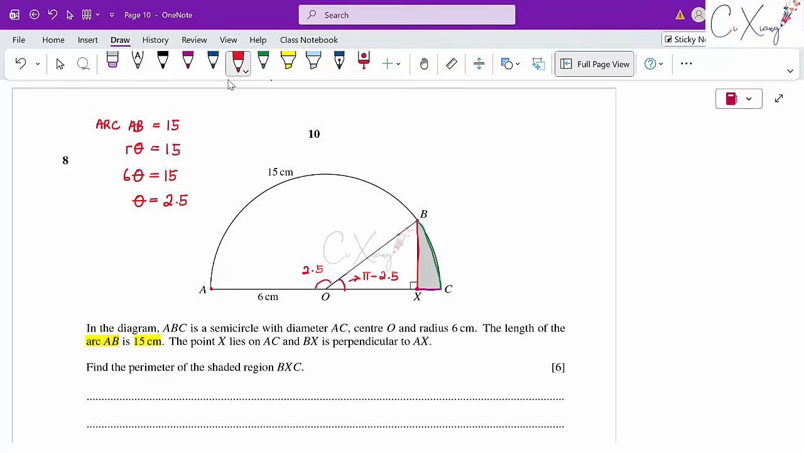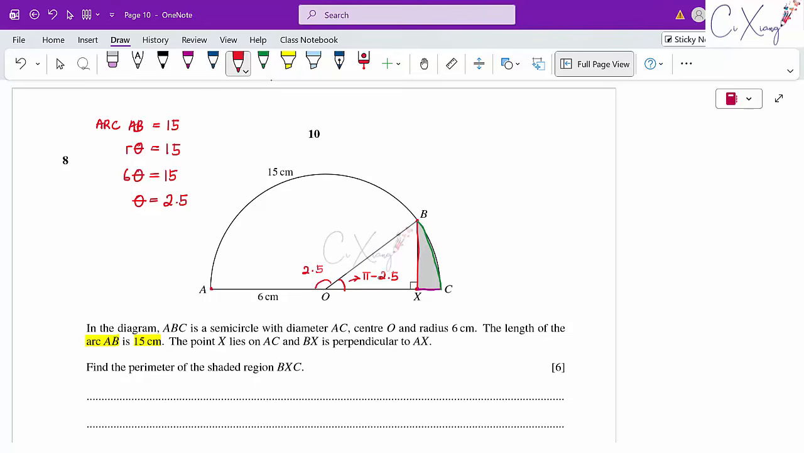Okay, all right. And now we can slowly figure out all the lengths that we want to find out here. First of all, let's have a look at this particular triangle. This triangle is a right angle triangle. Therefore, I can use it to find the length of BX. I want to form the trigonometric ratio that involves BX. Just take note that O is the center of the circle, right? So OB is actually the radius as well, which is 6 cm.